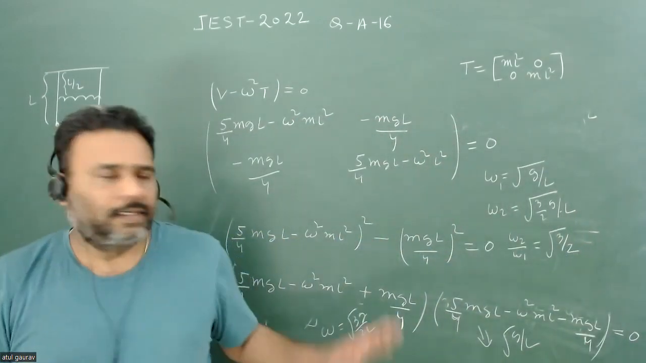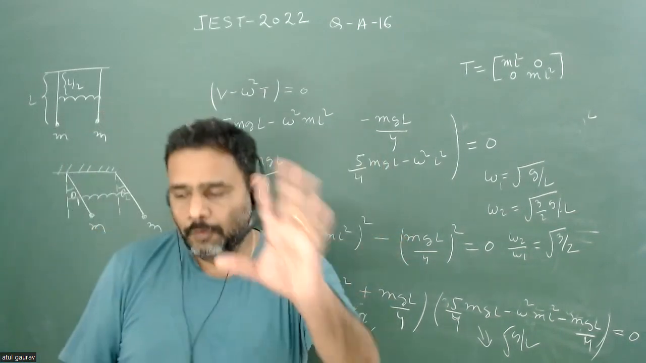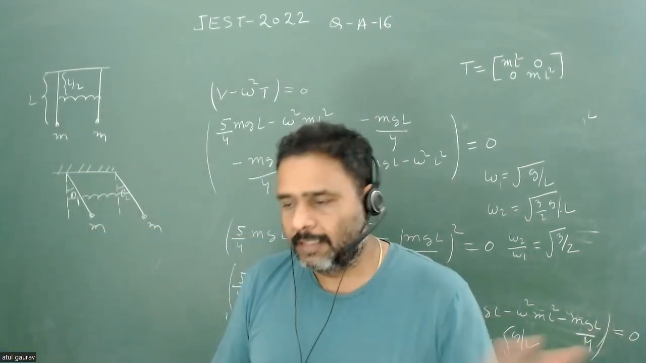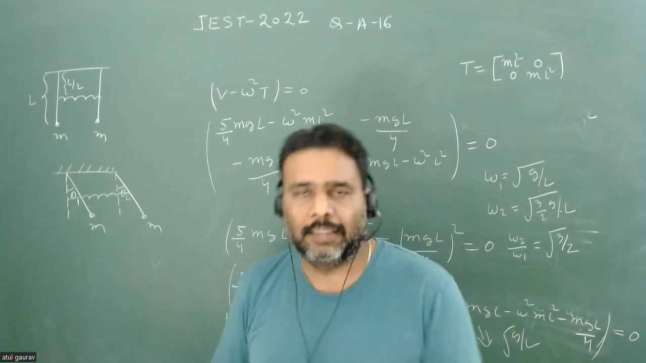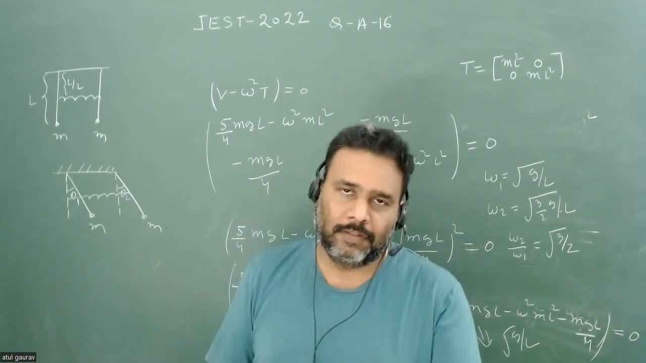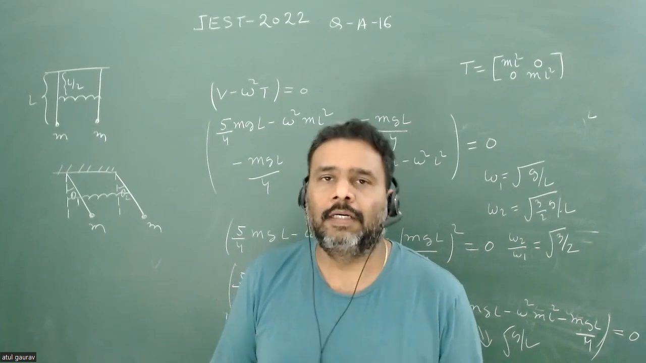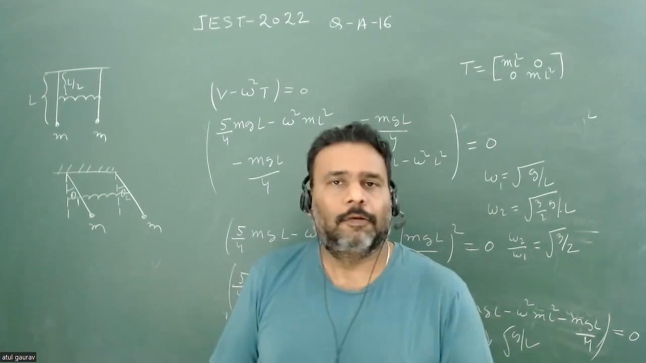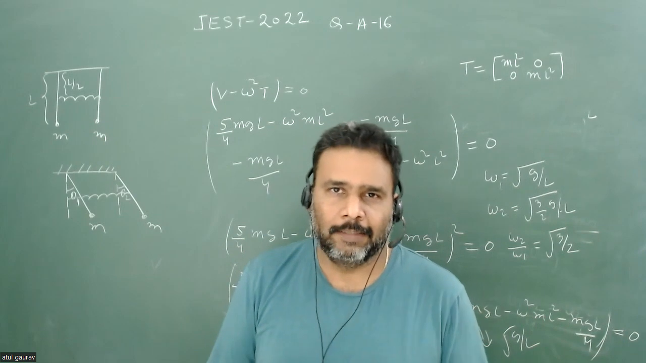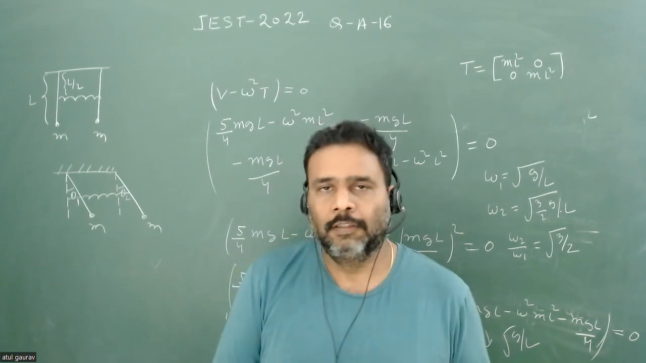The final determinant is also important, but the most important thing is how you write the potential energy matrix and the kinetic energy matrix after using the Taylor expansion of the potential and kinetic energy. This type of problem is one of the favorites in the JEST examination, so you have to practice this type of problem.